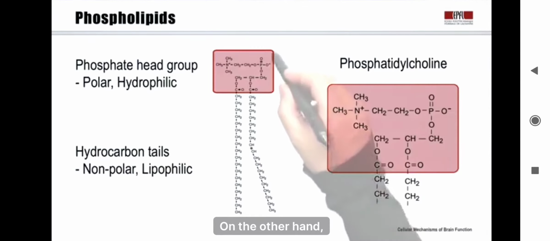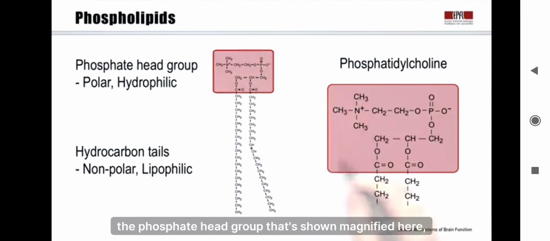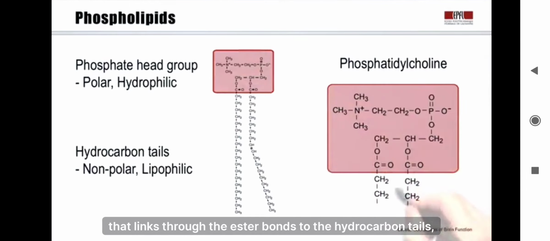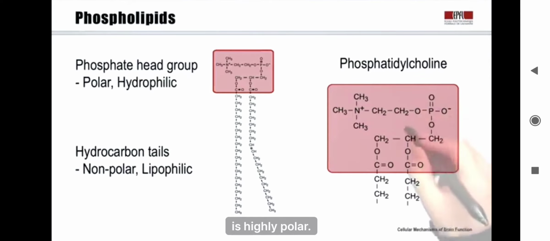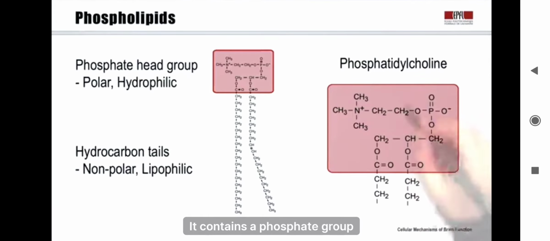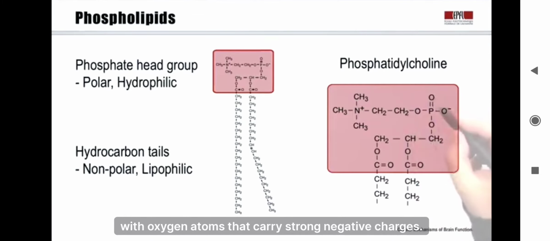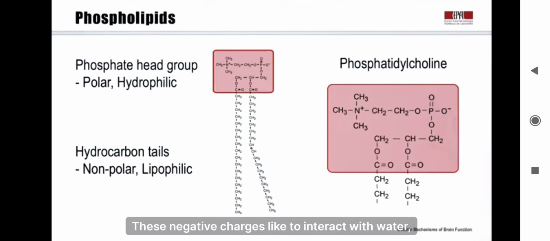On the other hand, the phosphate head group that's shown magnified here, that links through the ester bonds to the hydrocarbon tails, is highly polar. It contains a phosphate group with oxygen atoms that carry strong negative charges. These negative charges like to interact with water, and the head group is polar and hydrophilic.